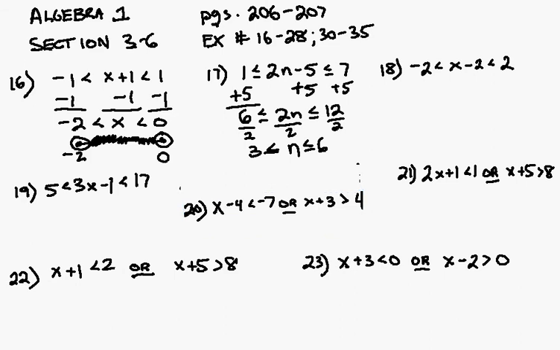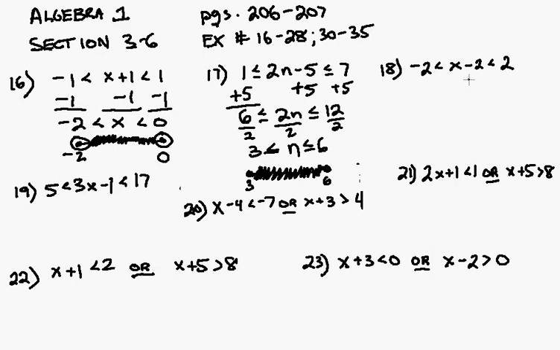And that number line, so we have 6, we have 3. It's closed circles because of the equal to, and n are all the numbers in between 3 and 6, including the numbers 3 and 6. So that's the number line for that solution.